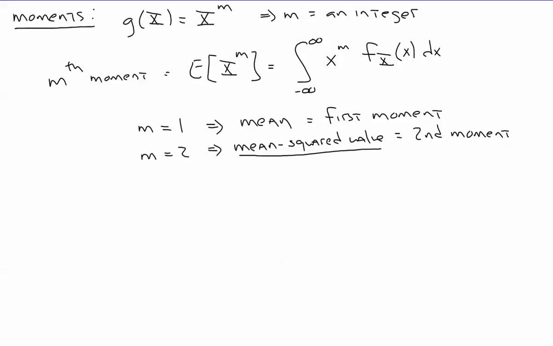The mean squared value is also known as the square of the RMS value, and also known as the normalized power. And I'll get to what I mean by normalized power in a minute. We'll talk about what I mean by the mean squared value being the RMS squared value, and also what I mean by the second moment being the normalized power. Let's do an example first, though.